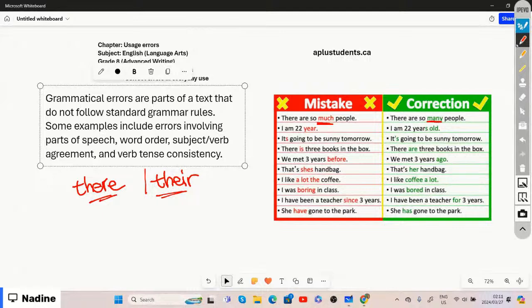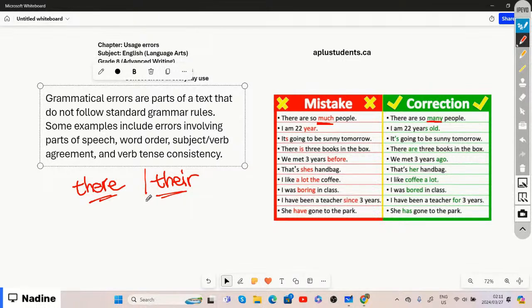I am 22 year. So we don't say I'm 22 year or 22 years. Some people would say I'm 22 years or I'm 18 years or I'm 16 years. No, you need to say I am 22 years old because that is the correct way of writing and saying it.